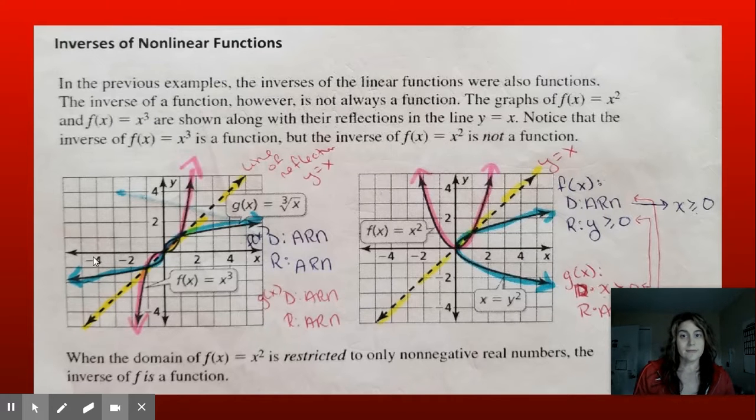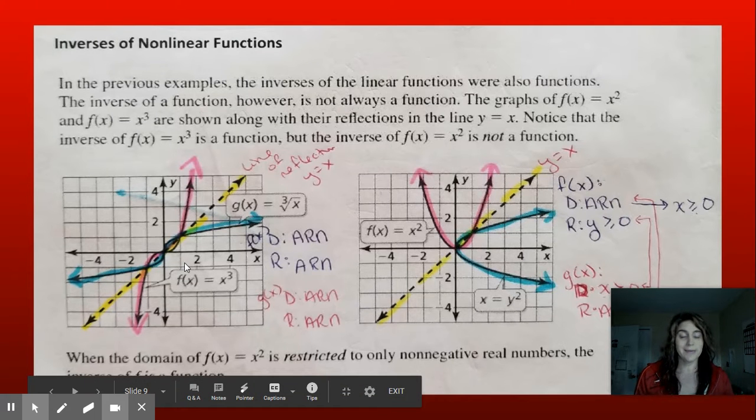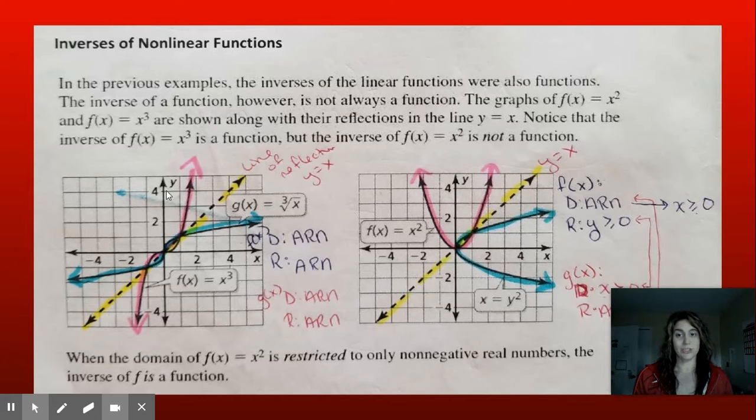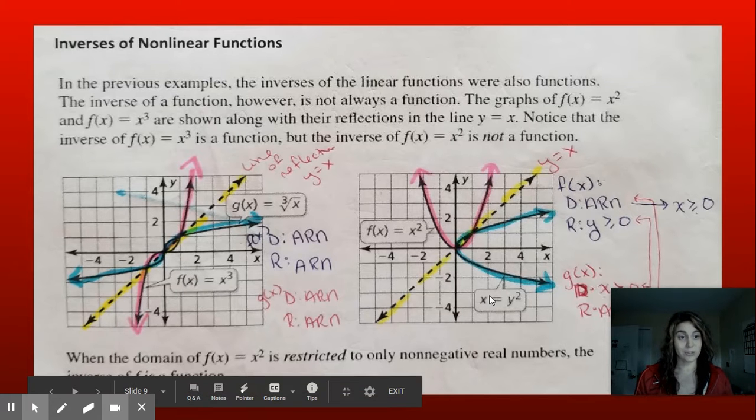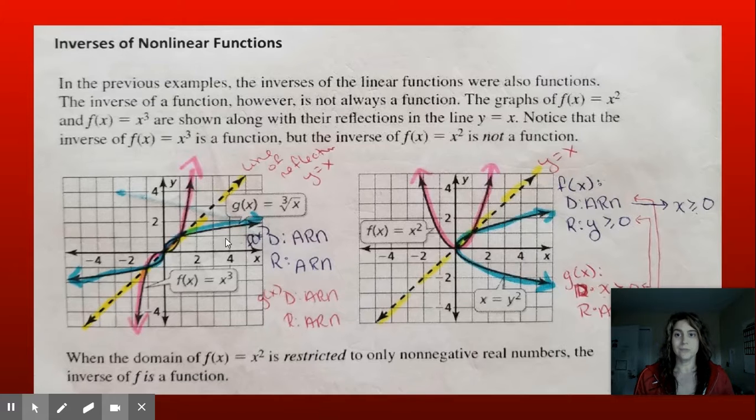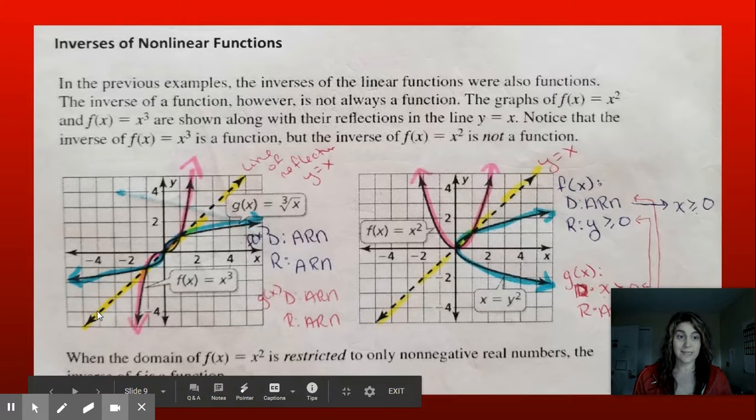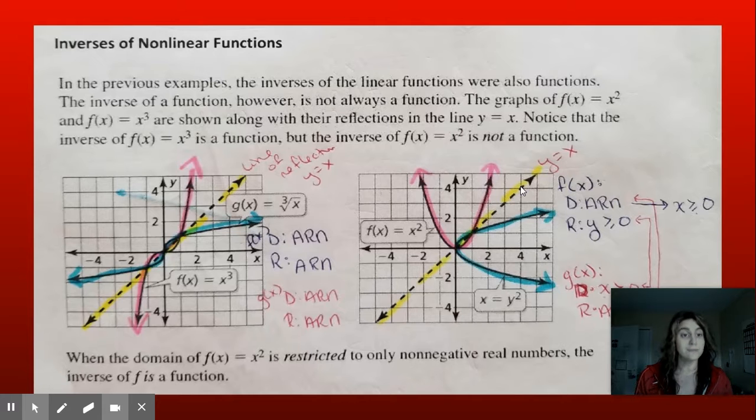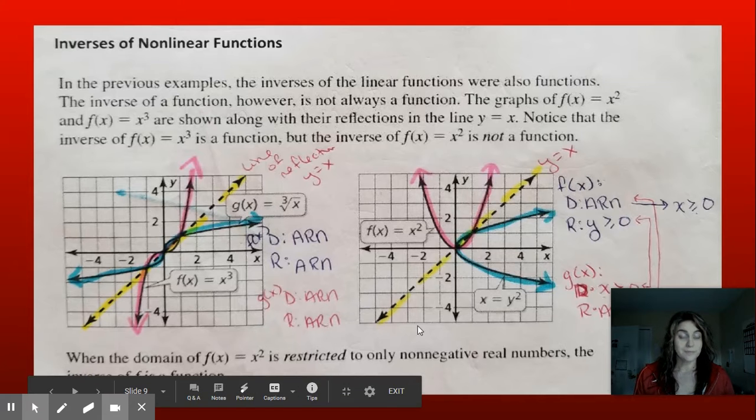Now for our graphs, again, no matter if they're linear or not, so we looked at a linear one, here's some nonlinear ones. This one's a cubic, this one's a quadratic. As long as it's reflecting along this diagonal, then I know it's an inverse function. I can look at my domains and ranges of them. Domain and range are always going to flip.